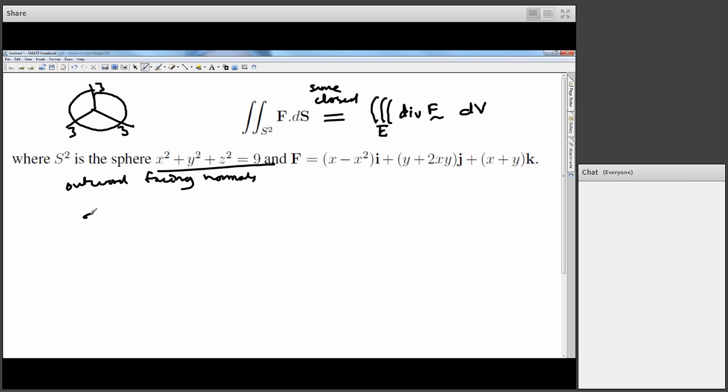So in this case, we have to work out the divergence. So again, to remember, the divergence is the dot product of the differential operator and F. So it's pretty much saying it's the partial with respect to x of the first term, plus the partial with respect to y of the next term, plus the partial with respect to z of the last term.